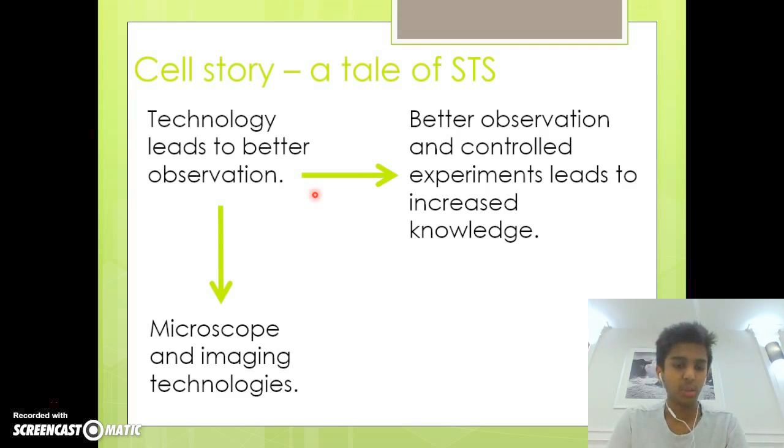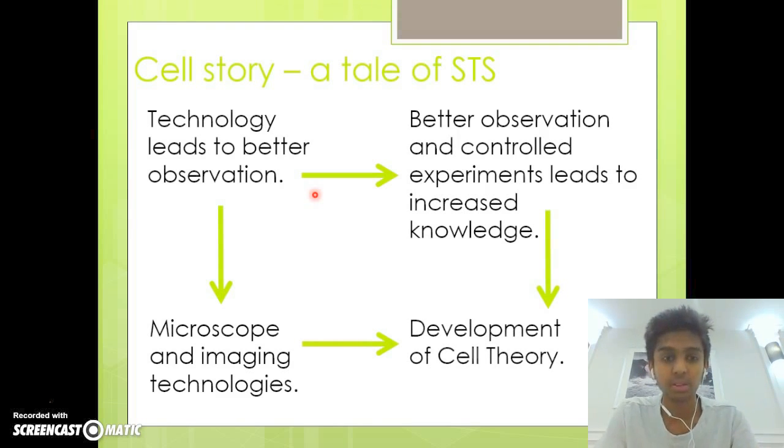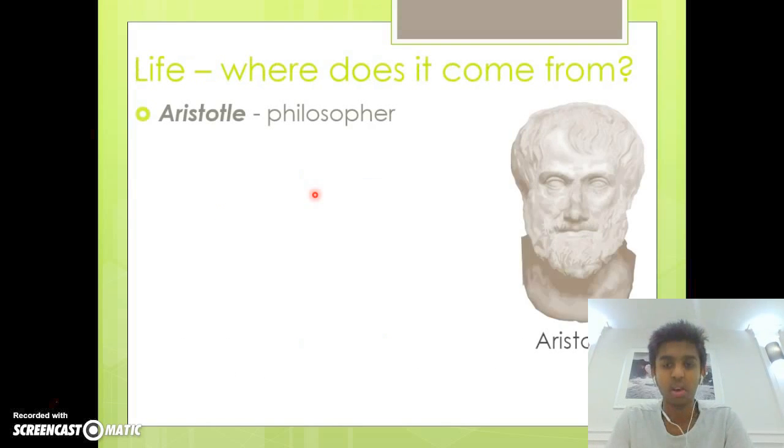Like I just said, microscope and imaging technologies were important, but also what was important were controlled experiments that led to increased knowledge. There were many scientists that conducted experiments which led to our increasing grasp of biology. And this all in turn led to the development of the cell theory, which is the most fundamental aspect of biology. You have to know it no matter what. It'll be on every single one of your tests. I'll be talking about cell theory in a bit.